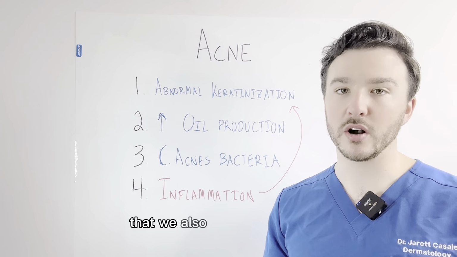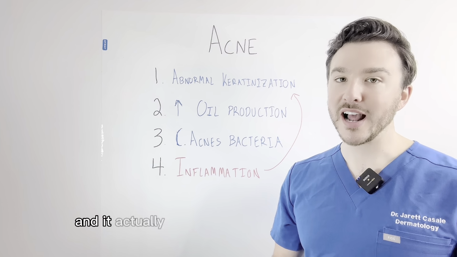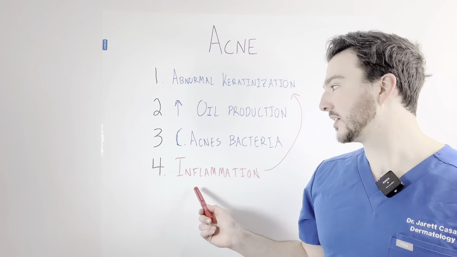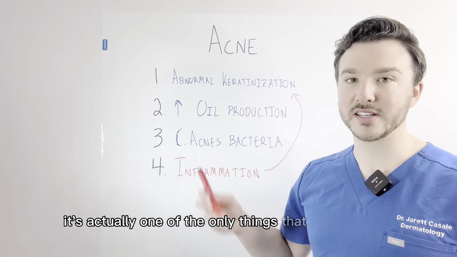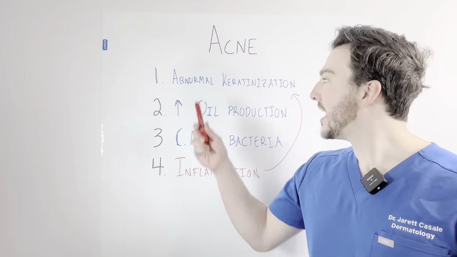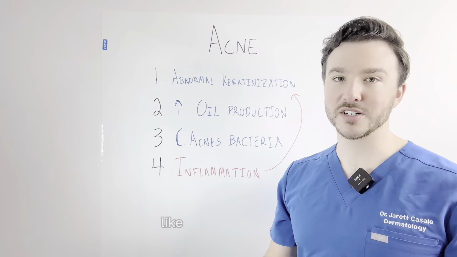One little caveat here at the end, isotretinoin or Accutane is the strongest medication that we have to treat acne in dermatology. And it actually works by targeting all 4 of these. So it decreases colonization with C. acnes, it decreases oil production. It's actually one of the only things that will actually cause atrophy or shrinkage of the sebaceous glands, and it'll lead to normal keratinization like we talked about.